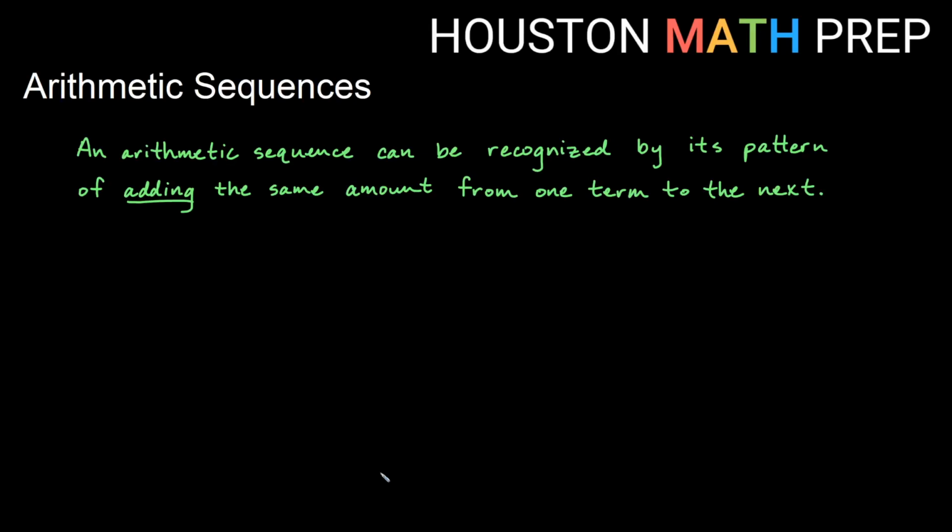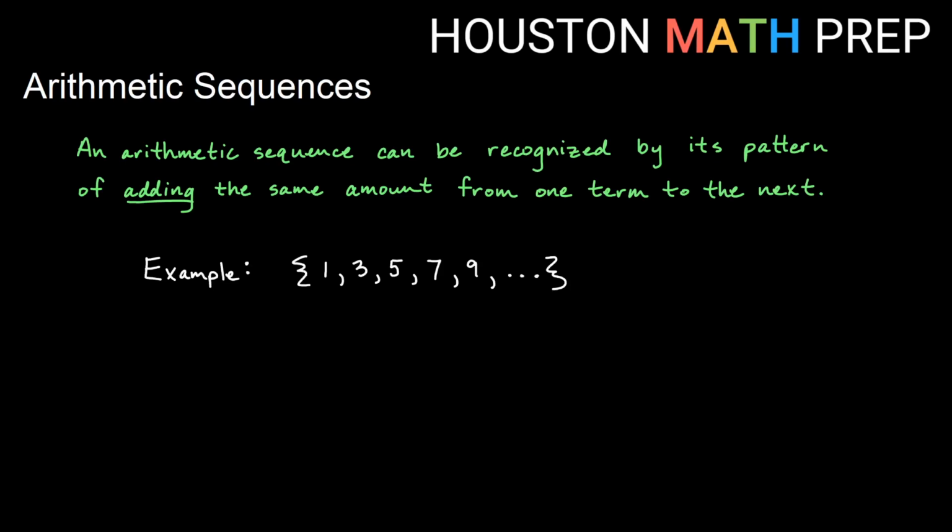We want to introduce an arithmetic sequence. I know this looks like the word arithmetic. Arithmetic, we pronounce it that way when it's a noun in our language. When it's an adjective to describe what kind of sequence we're using, we pronounce it arithmetic. So an arithmetic sequence is recognized by a pattern of adding the same amount to get from one term to the next in your list in a sequence.